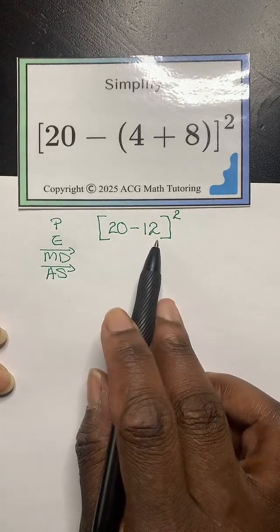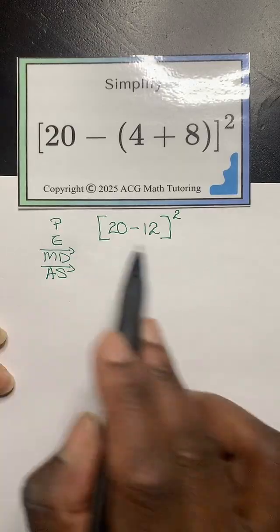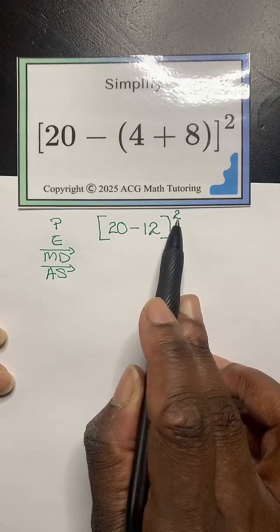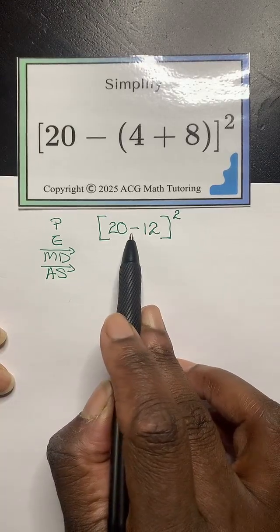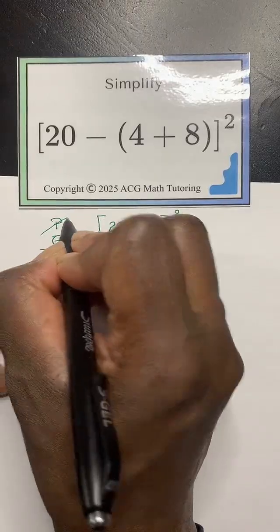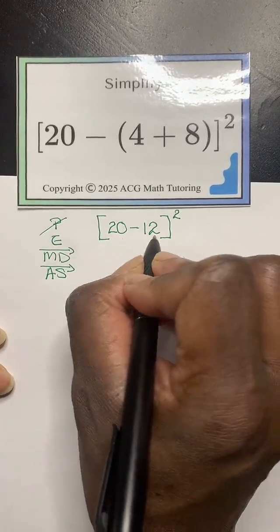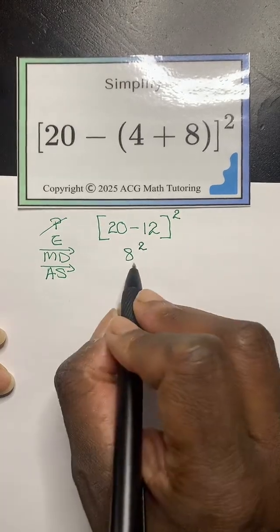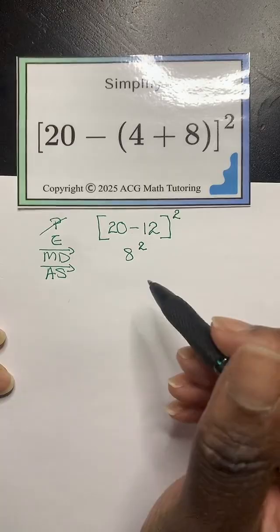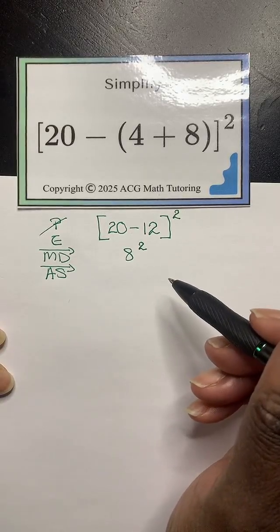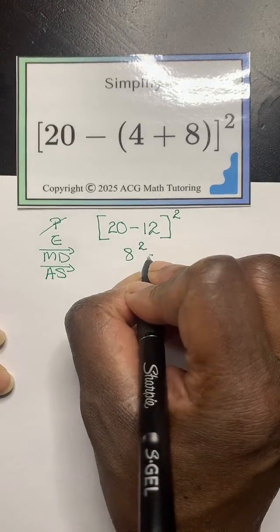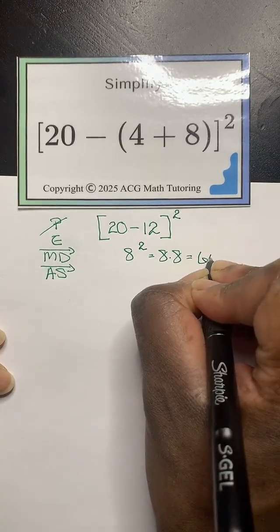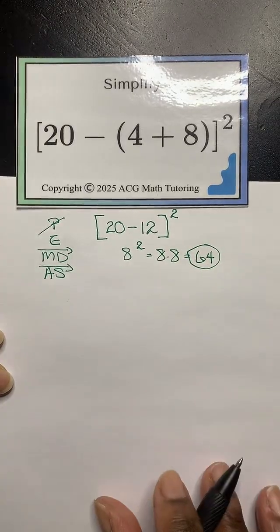Now, brackets and parentheses, very similar. So now we have to do what's inside here before we square everything. Don't square everything and then do subtraction. So we are looking at 20 minus 12, that gives us 8, and that 8 is being squared. 8 squared is not the same as saying 8 times 2. Stop it. 8 squared means 8 times 8, and 8 times 8 will give us our answer of 64.